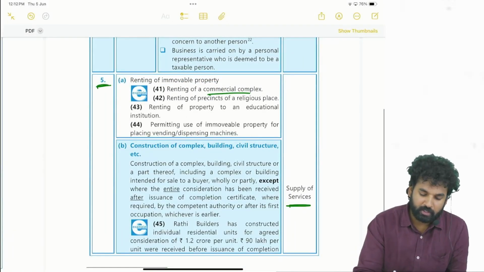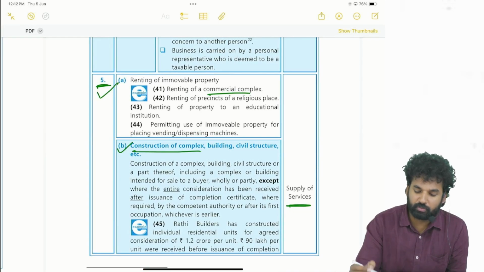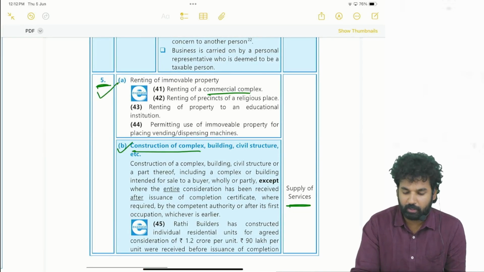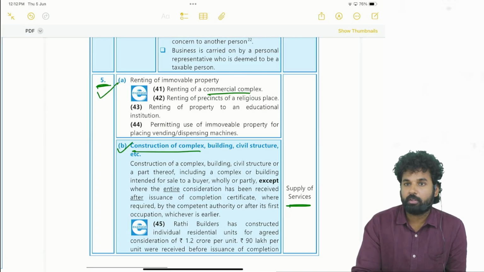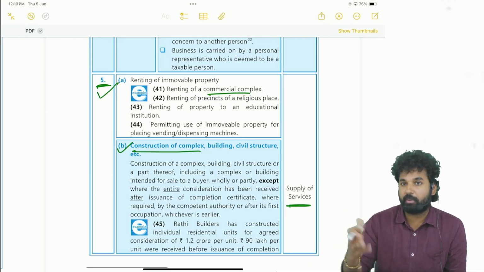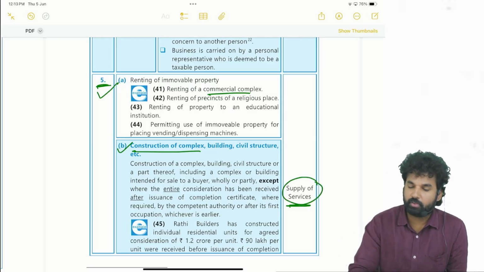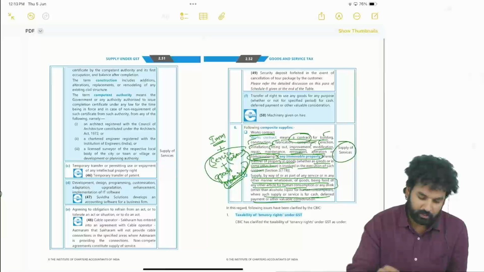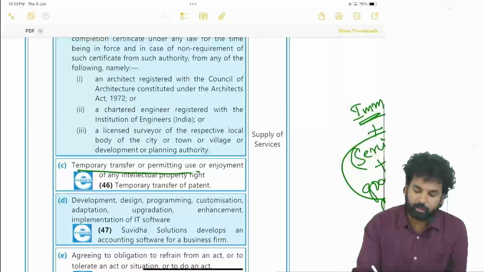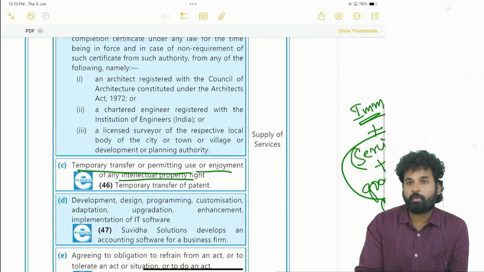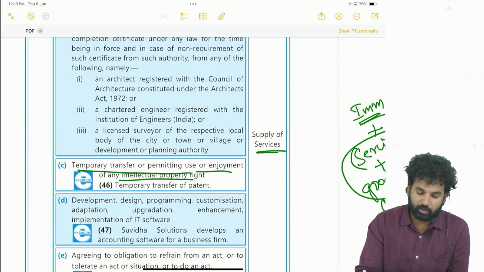Okay, at the same time, 5b, para 5, clause B is telling that construction of a complex or building or civil structure, whatever it may be, but consideration is paid entirely after construction, after completion certificate, then it is outside the scope of supply. If it is paid during the construction, even 1 rupee, then it is a supply of service.